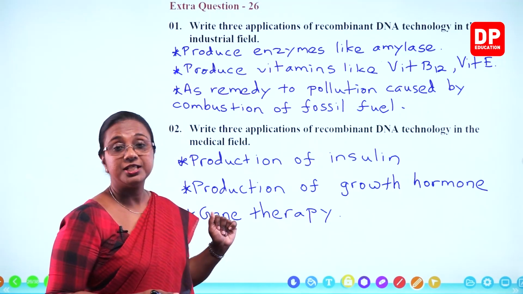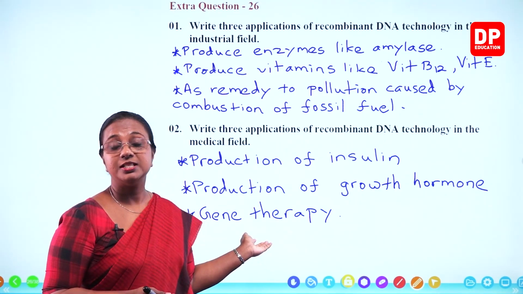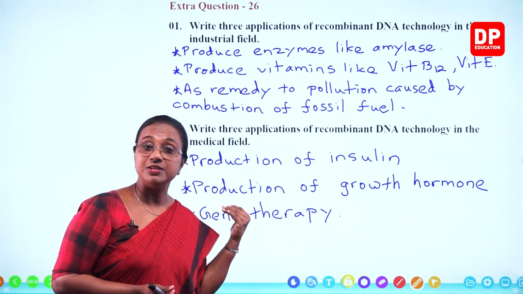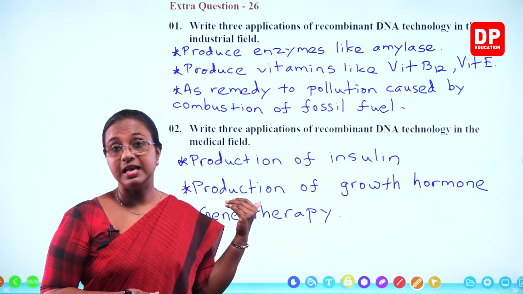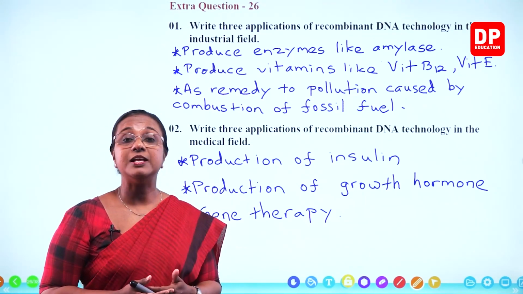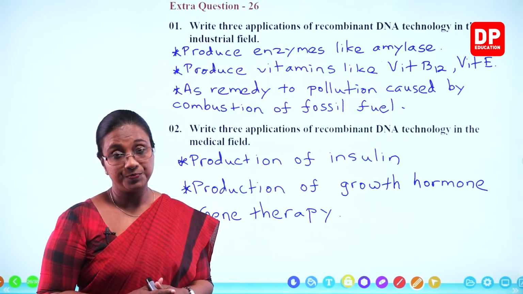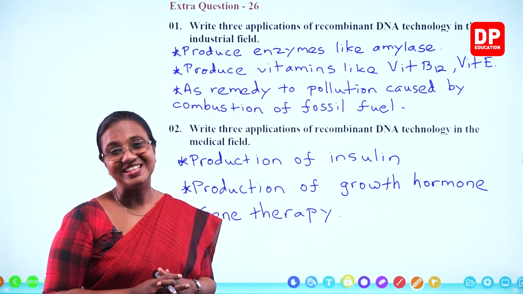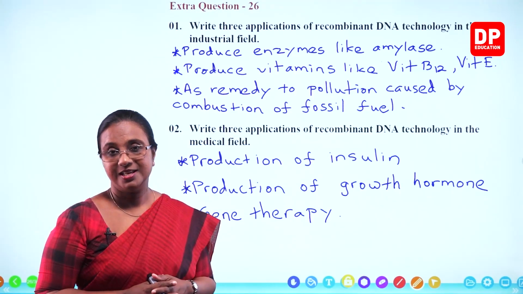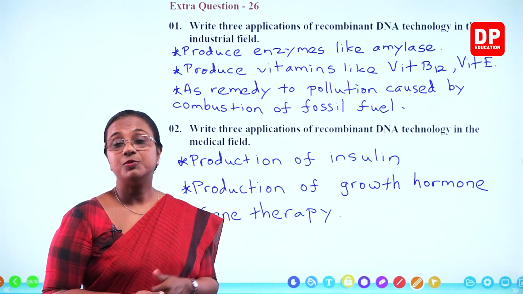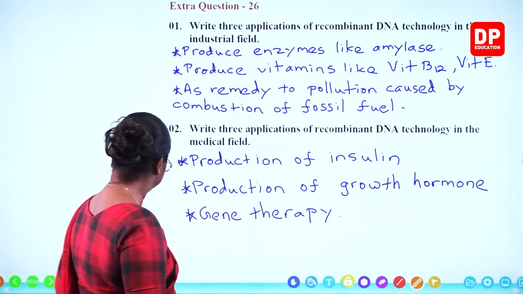So, application in the industrial field, application in the medical field. Before that, we saw the application of recombinant DNA technology in the field of agriculture and food. So, you are familiar with all these uses. With that, students, I will move on to the next slide.